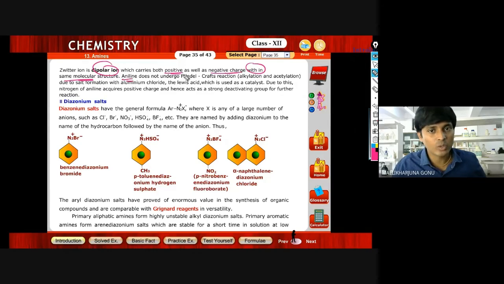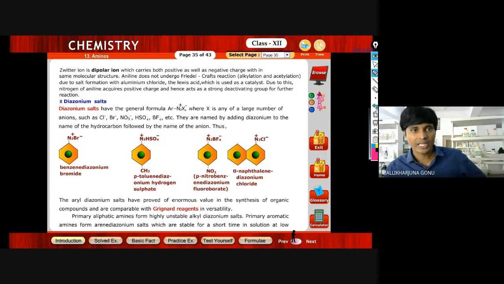Aniline does not undergo Friedel-Crafts reactions like alkylation, acylation, halogenation, due to salt formation with aluminum chloride or Lewis acid, any Lewis acid, which we usually use as a catalyst. Due to this, nitrogen of aniline acquires positive charge and hence acts as a strong deactivating group for the reaction. Okay, so this is all about nitrogen and its compounds.